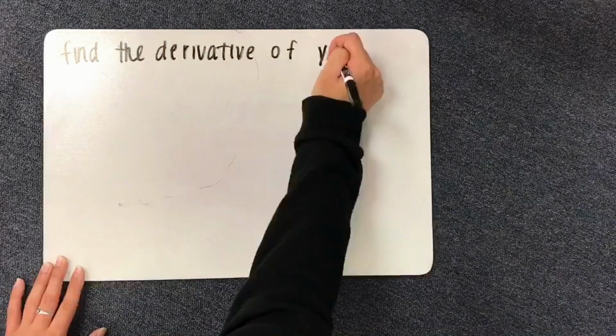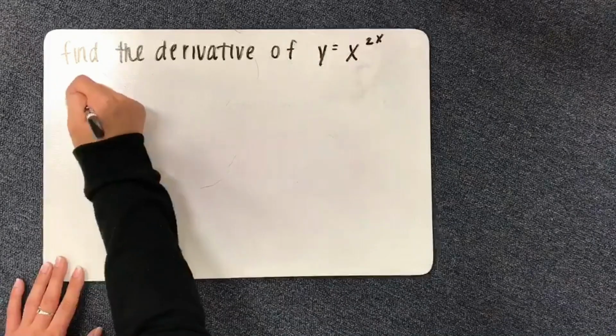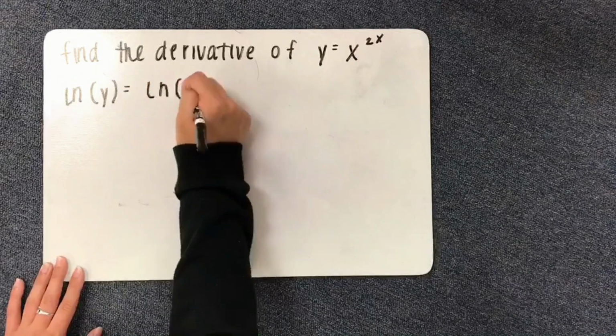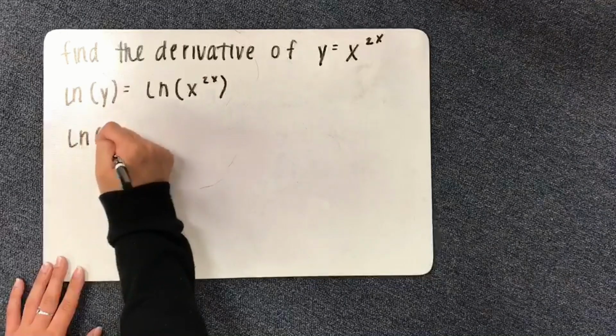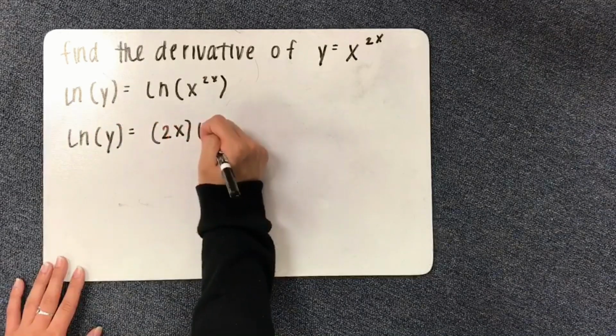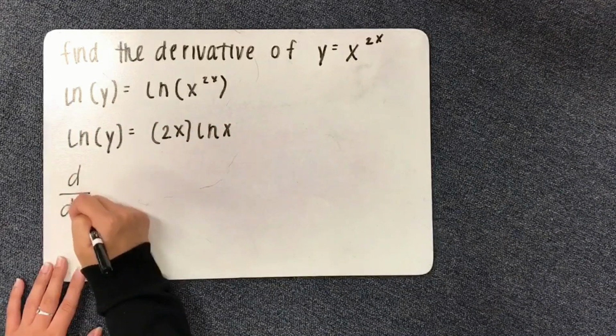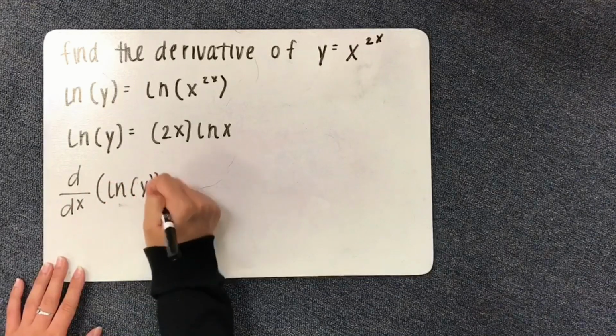Find the derivative of y equals x to the 2x. Since this problem involves a function to the power of another function, let's take the natural log of both sides. Using the logarithmic power rule, we can bring the power down and place it before the natural log.